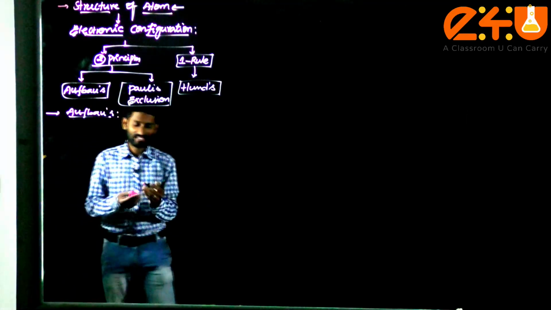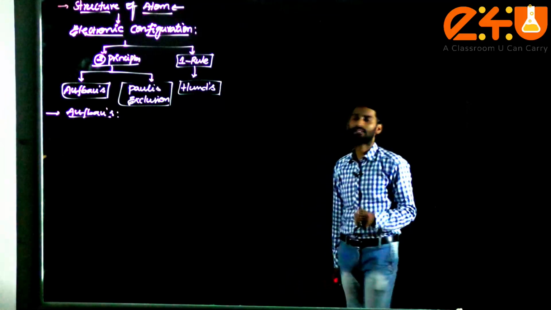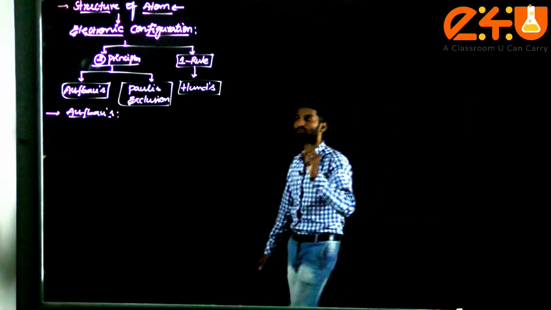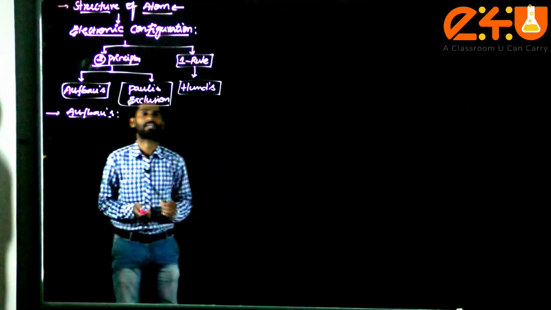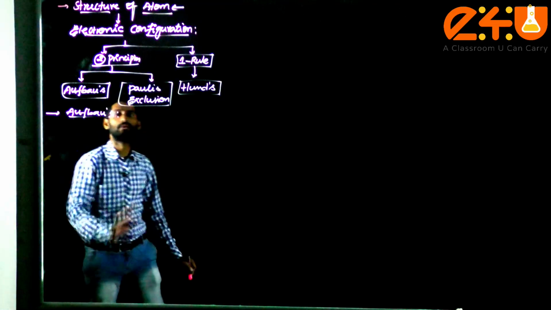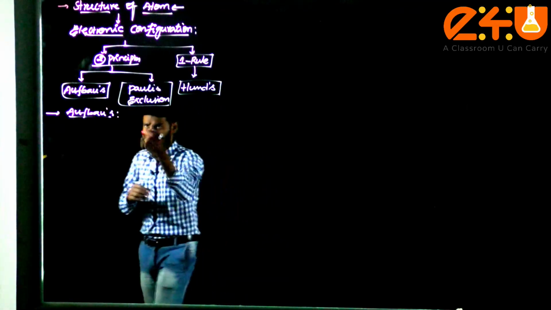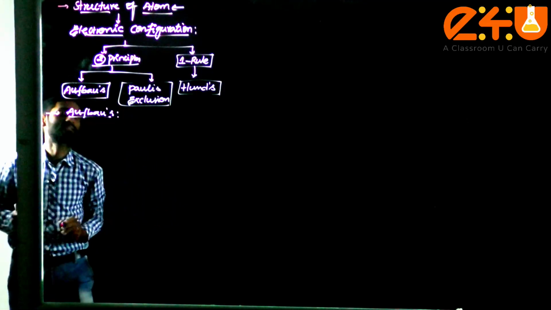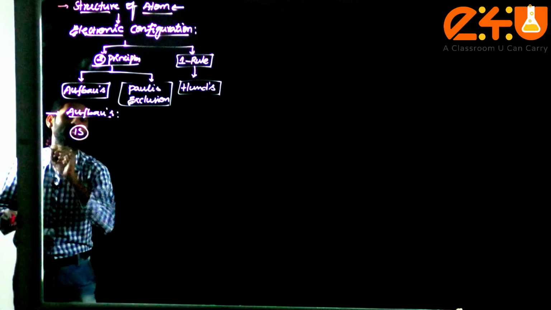Sir, what is meant by Aufbau principle, and what does it explain? The electrons will enter into the orbital with the lowest energy level. That indicates the Aufbau principle. Already we know some orbitals where we have to fill the electrons.